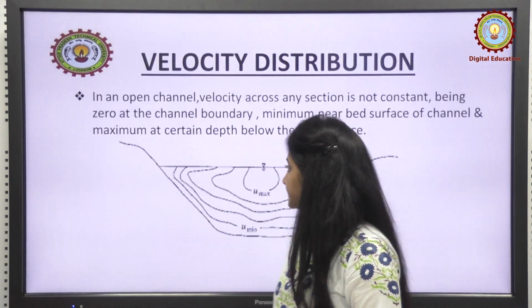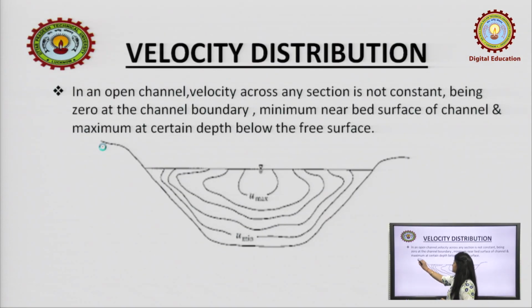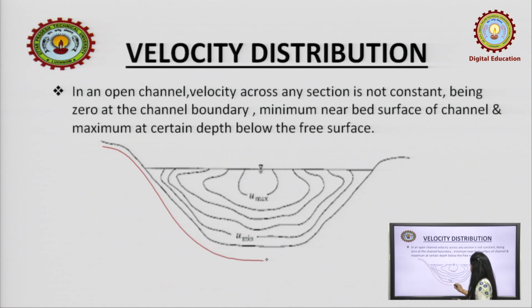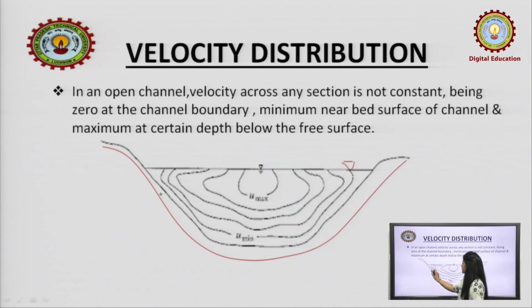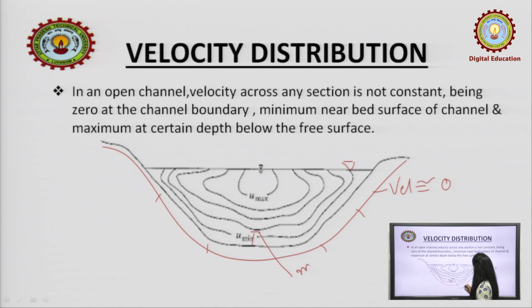We can see that this is the open channel, right? And this is the free surface. So you can see at the boundaries, the velocity is equal to 0. Above the bed surface, it is termed as minimum velocity, and below the free surface, at some depth up to the free surface, it is given as V max.